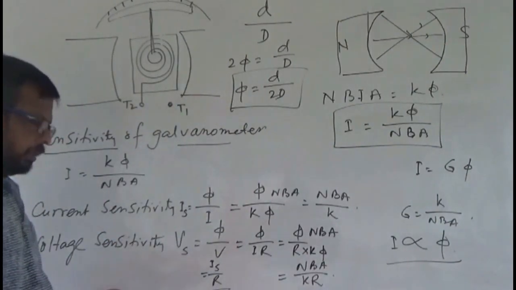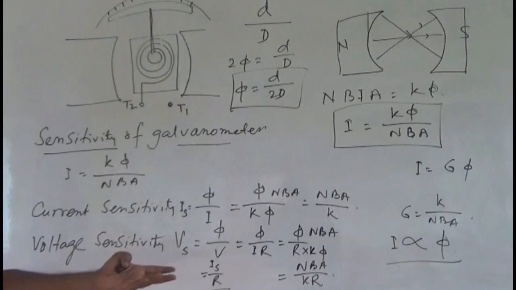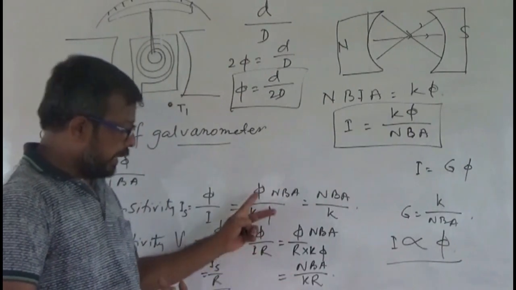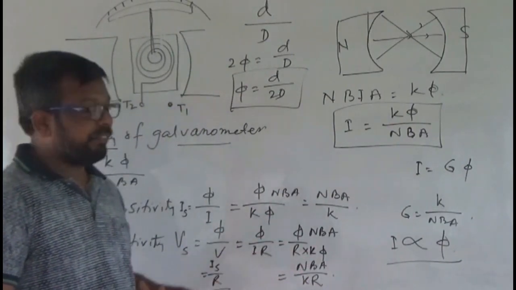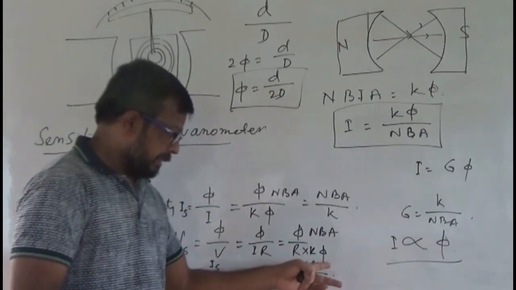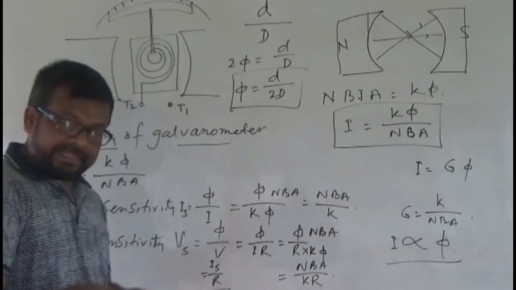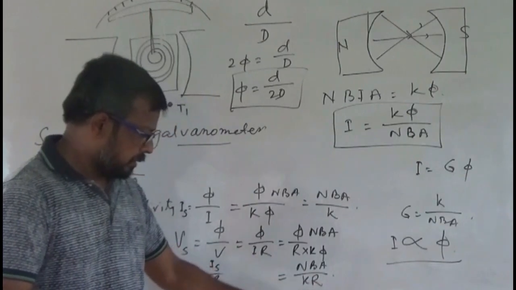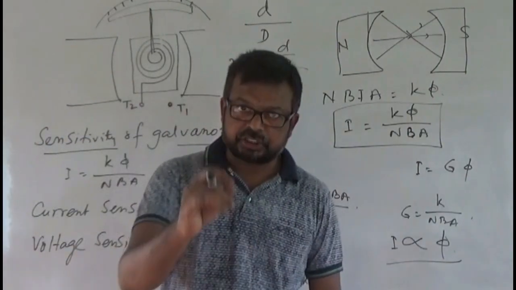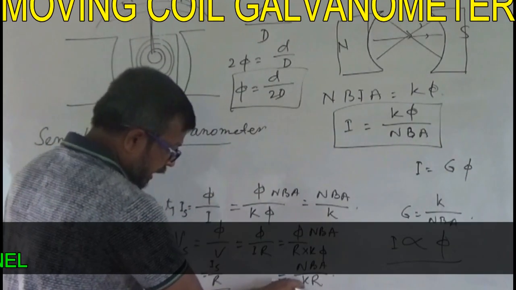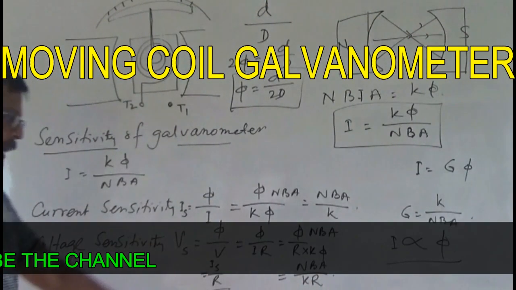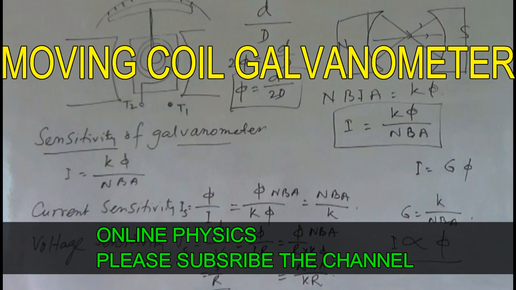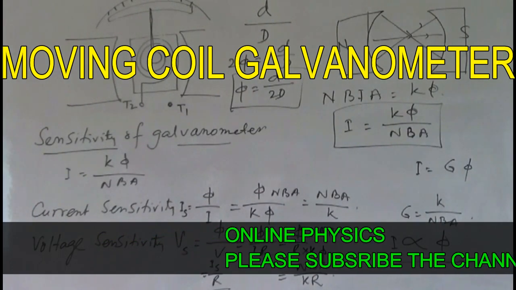Now, again, if we want to increase the voltage sensitivity of the galvanometer, then I have to increase the number of turns of the coil, the intensity of magnetic field produced by the permanent magnet, and the area of the coil. And by decreasing the K, that is the restoring force of the thread, and the R, that is the resistance of the galvanometer. By decreasing K and R, we can increase the voltage sensitivity. By increasing N, B, A, we can increase the voltage sensitivity. Right? These are the two types of sensitivity of the galvanometer.